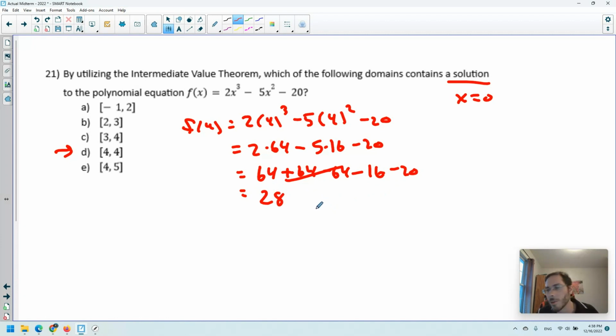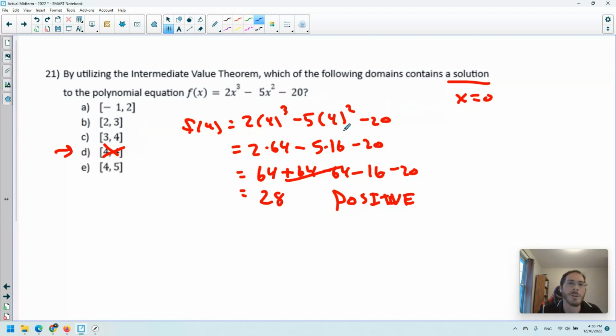Hey, we get some positive number. That's all that matters. It's not 0. So this one's out. We get some positive value, so f of 4 is positive. That means that D is out, so now I have to pick something else. Logically, I should choose either C or E because I already know what f of 4 is. The intermediate value theorem is going to state that if 28 is positive, hopefully one of these is going to give me a negative number, because to go from positive to negative, I would have to pass through 0.